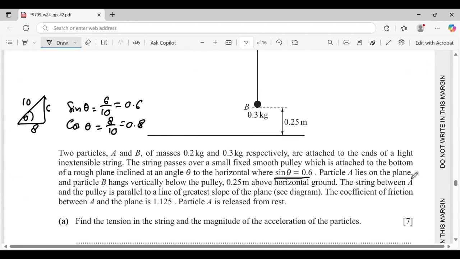Particle A lies on the plane and particle B hangs vertically below the pulley, 0.25 meters above horizontal ground. The string between A and the pulley is parallel to a line of greatest slope of the plane. Look at the diagram. The coefficient of friction between A and the plane is 1.125. It means this is mu. Particle A is released from rest, right?